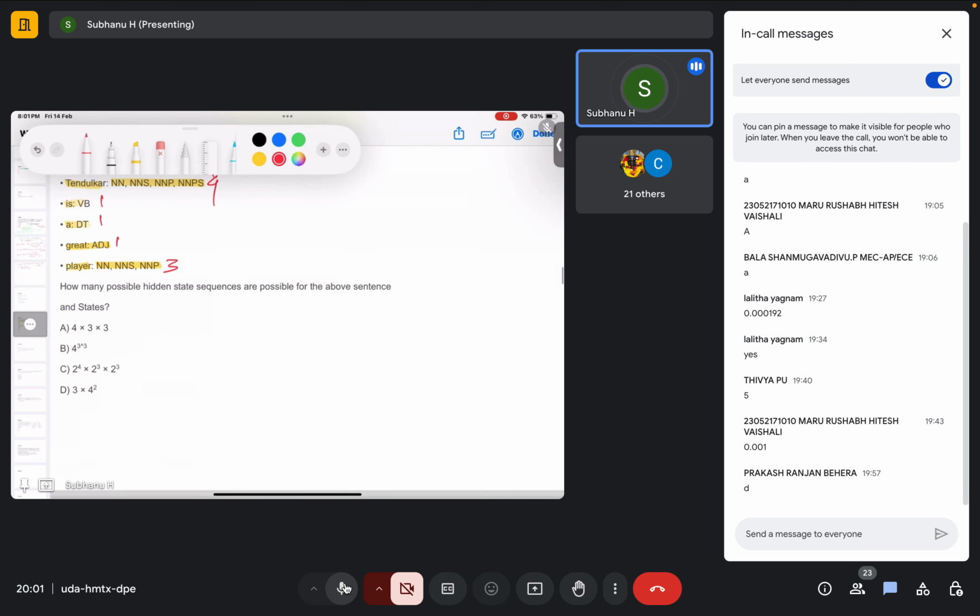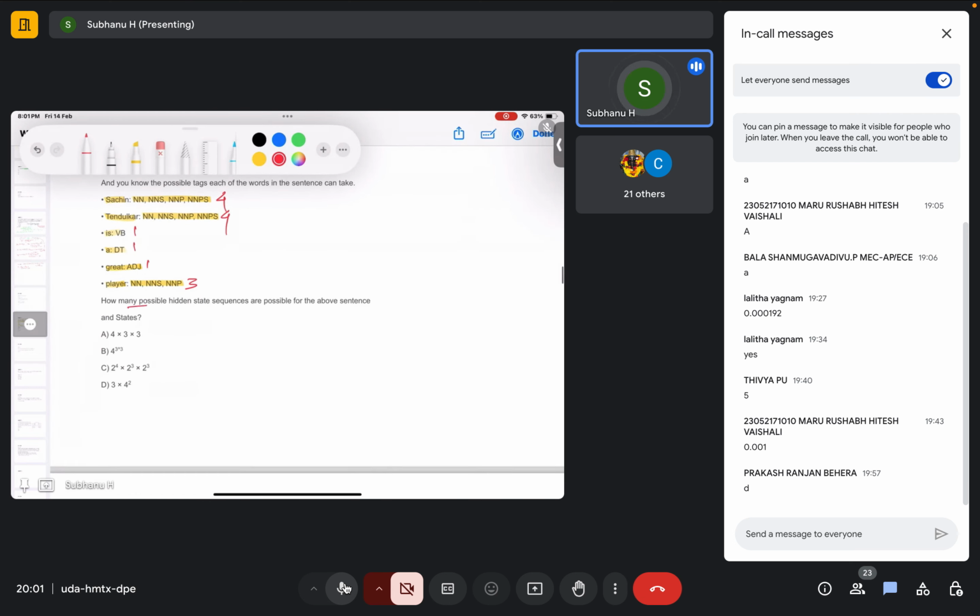Now what you have to do? You have to find out how many possible hidden state sequences are possible in the above sentence. For Sachin, you have four choices. So basically, first we have to identify the number of possible tags for each word, which is already given to us. Now we have to compute the total possible hidden state sequences.